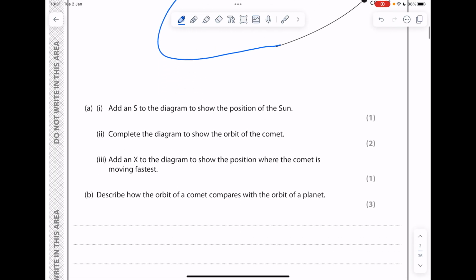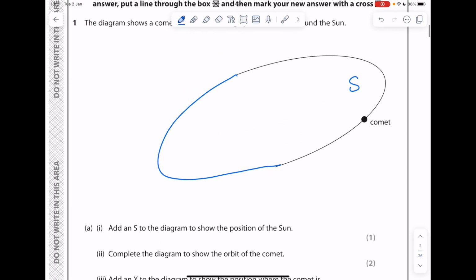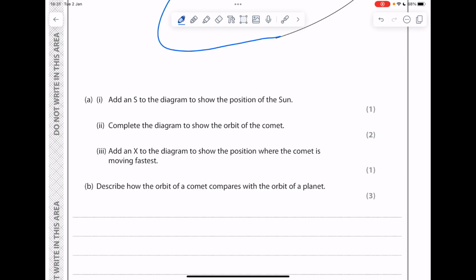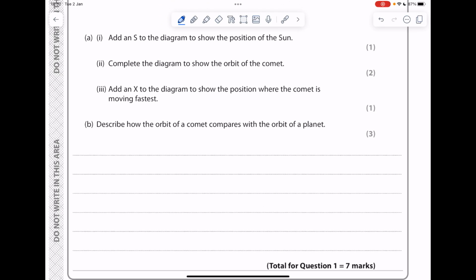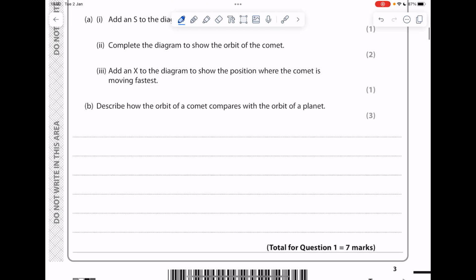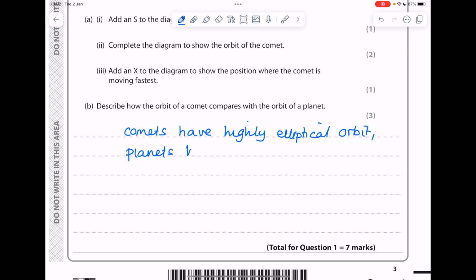Add an X to the diagram to show the position where the comet is moving fastest. So that is the closest position to the Sun, so around here. Describe how the orbit of a comet compares with the orbit of a planet. So 3 marks, but let's make 3 separate points. So I've already mentioned firstly, comets have highly elliptical orbits. Planets have a circular orbit.